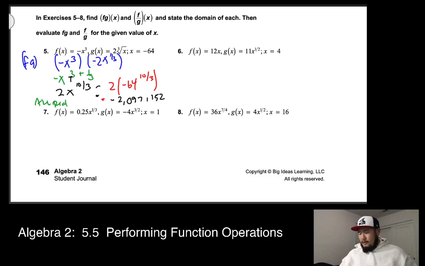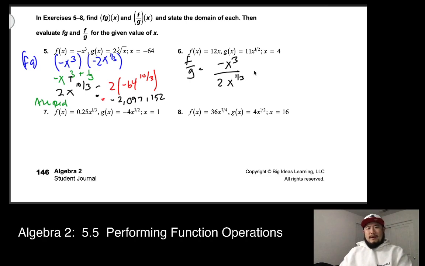So the last part to this problem, we're going to go ahead and take f of x, and we're going to divide that by g of x. So let's take right here, let's do f over g. I'll go ahead and write it right there. And we have negative x to the third. And let's go ahead and change this to 2 times x to the 1/3 power.